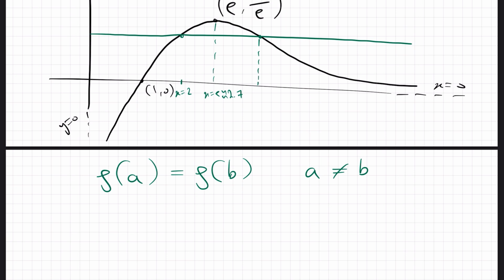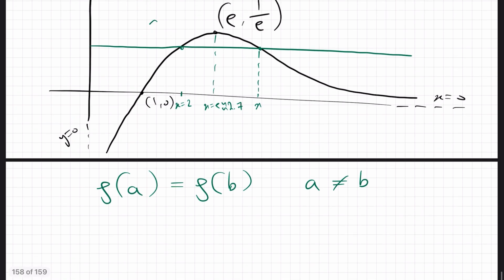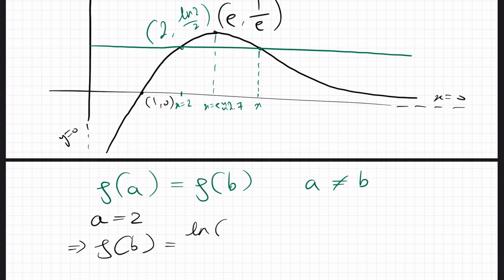So let's just call this value x. We'll just say we want to find this. So this point is going to be ln 2 over 2, right? And we're trying to find this x and hoping that it's an integer. So we can set a to be 2. We've already got that. And now we're trying to solve for f of b is equal to ln 2 over 2, where b is not equal to 2.